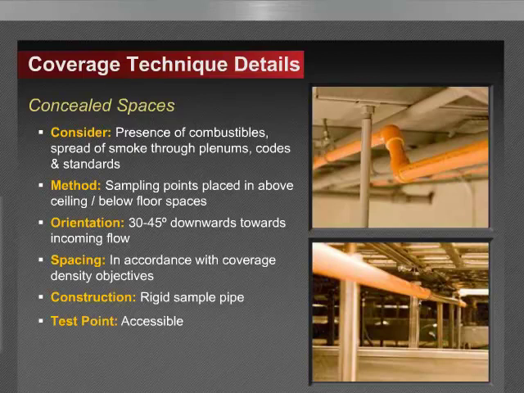Aspirating smoke detectors are well suited to this task, with detectors able to be positioned outside the protected area for convenient access for service and maintenance. So this method involves placement of sampling ports within the concealed space, and again oriented downward. Where the space is used as a return or supply air plenum, orienting the ports at a 30 to 45 degree downward orientation to the incoming flow will further assist to counteract pressure effects.